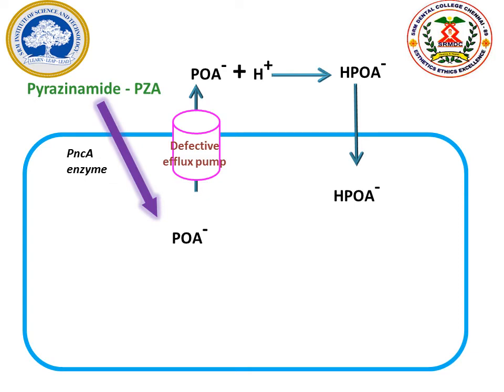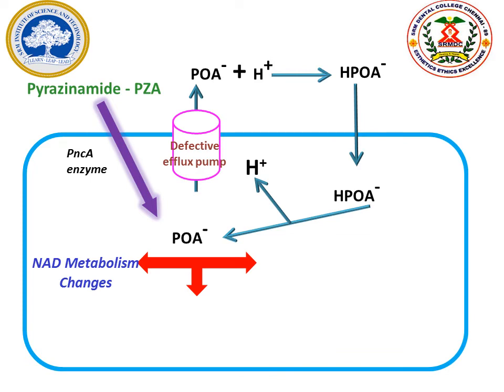The HPOA again gets detached into POA minus and an H plus radical. So the already available pyrazinoic acid, and the portion that has entered via the HPOA radical, produces three different types of mechanism.